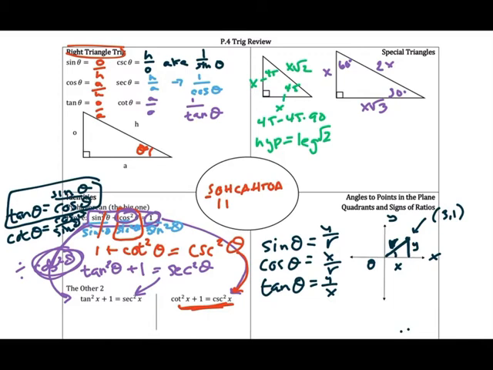And then signs, an acronym that's commonly known is that all students take calculus. In this quadrant, everything is positive. Sine, cosine, tangent, cotangent, all their inverses. If you have a point in the first quadrant, all of them are positive. If you have a point in the second quadrant, sine is the only one that's positive. If you have a point in the third quadrant, tangent is the only one that is positive. And if you have an ordered pair in the fourth quadrant, cosine is the only one that is positive. So let's take some of this refresher and work through some examples.